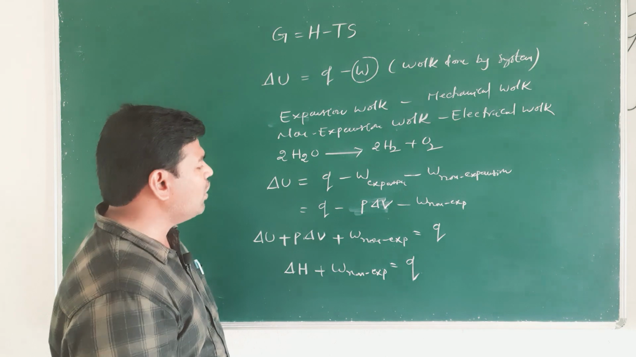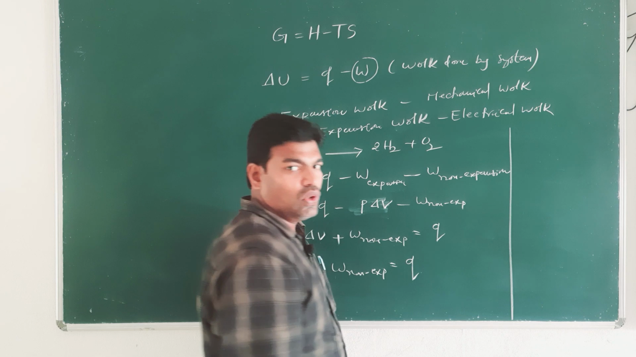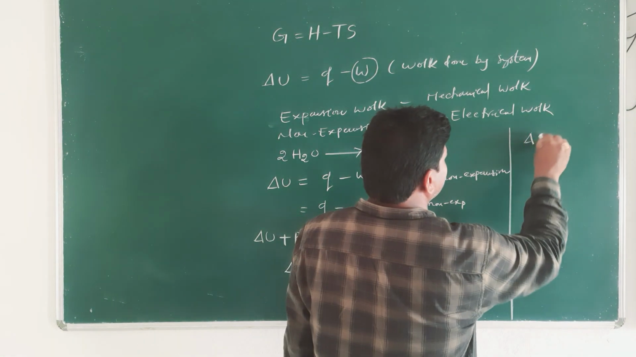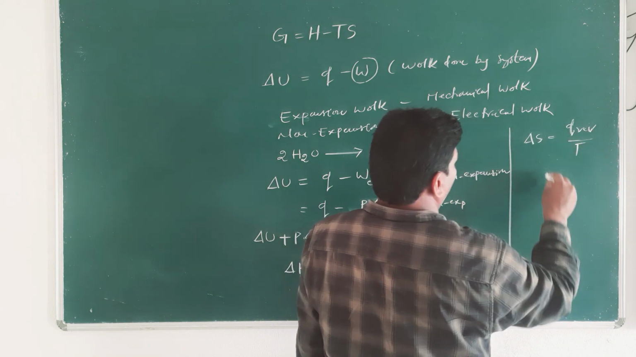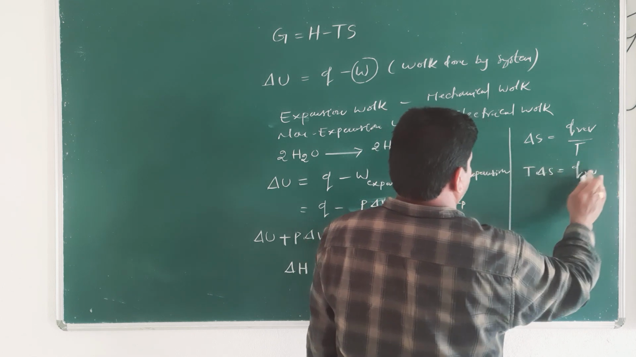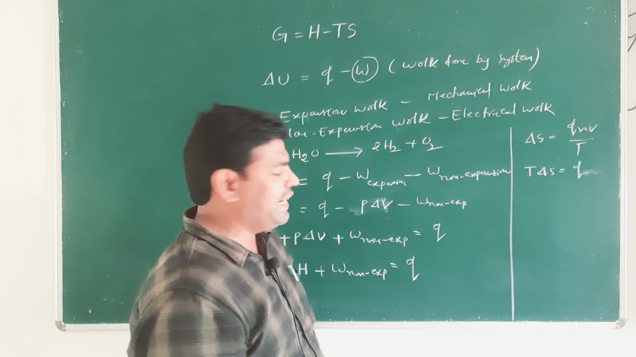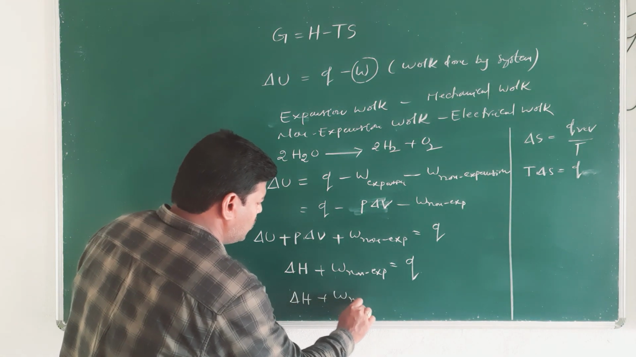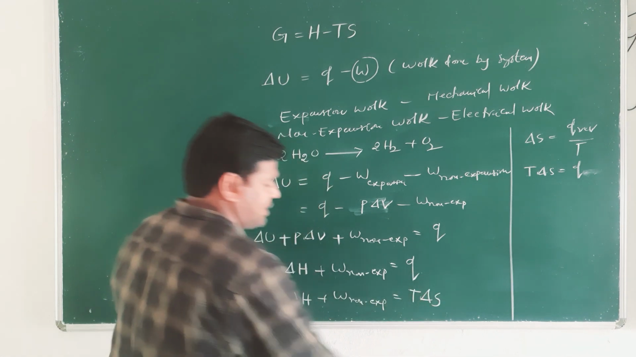Next, from the second law of thermodynamics, we know that delta S is equal to Q reversible by T. Therefore, T delta S is equal to Q reversible, or Q. So instead of Q we can write T delta S, that is delta H plus W non-expansion work is equal to T delta S.